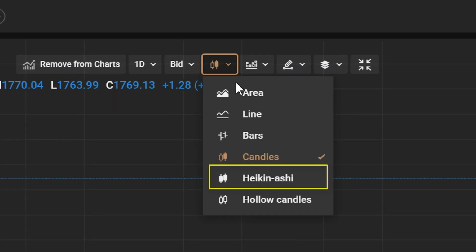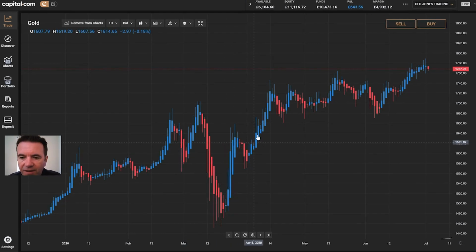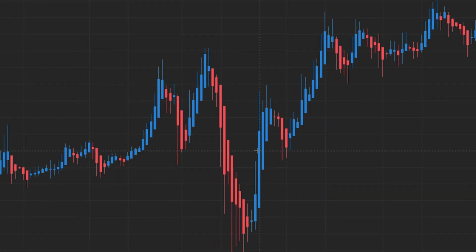So if I go to the toolbar here, you can see Heikin-Ashi just below candles. Let's bring it up. And you can see whilst the trend is the same, I think we do end up with something of a smoother chart when it comes to Heikin-Ashi. So I'd argue it's much easier to see the trends. We have a much more consistent procession of higher candlesticks or lower candlesticks in a correction.